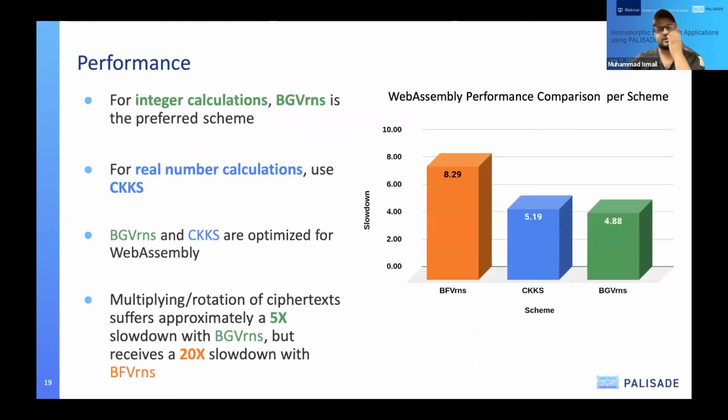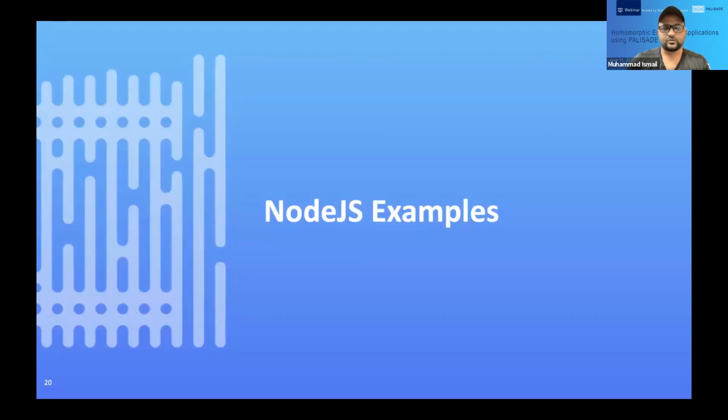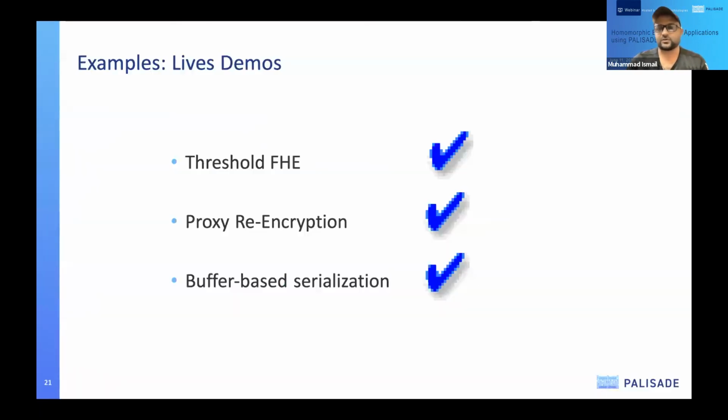So in general, or in summary, we can say that for integer calculations, BGVRNS is the preferred scheme, and for real numbers, definitely CKKS is used. Both of these schemes are optimized for WebAssembly as well, but multiplication and rotation of ciphertext suffers approximately a 5x slowdown with BGVRNS, but receives a huge 20x slowdown with BFVRNS. So we have a couple of examples that we are going to run.